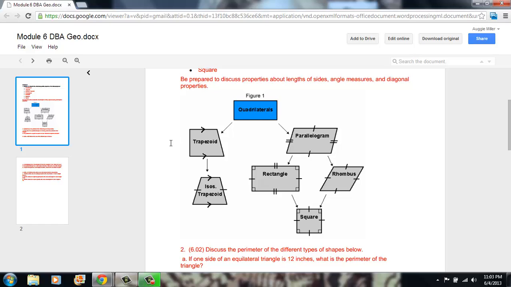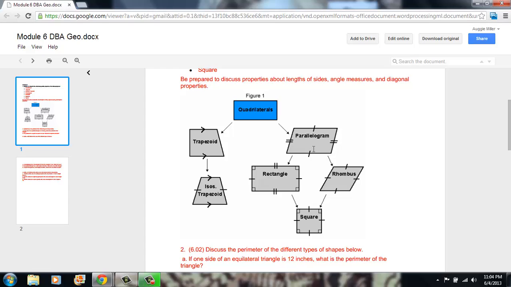The trapezoid is a four-sided shape where one pair of opposite sides is parallel. An isosceles trapezoid is a four-sided shape where one set of opposing sides are parallel, and the other pair of opposing sides are congruent.